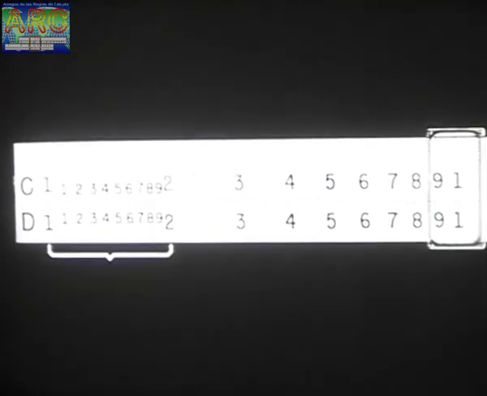Now each tenth of each main division is further divided. Within this bracket, each tenth is divided into 10 parts.